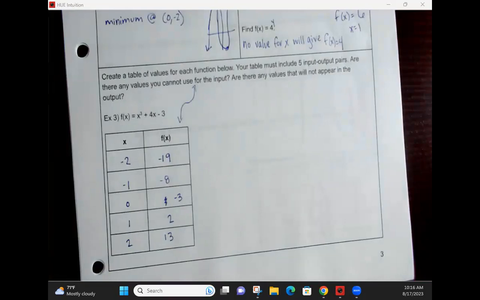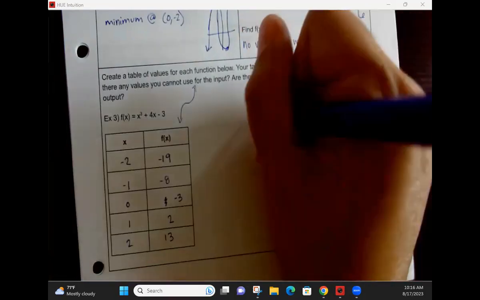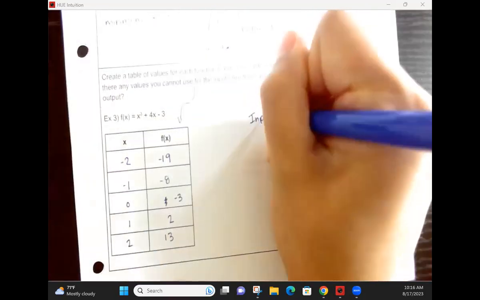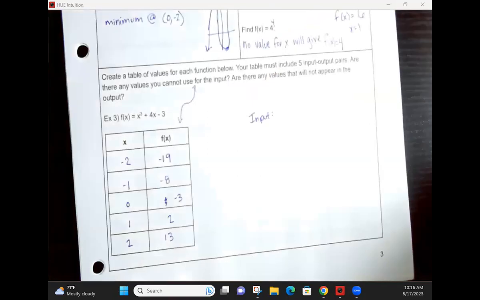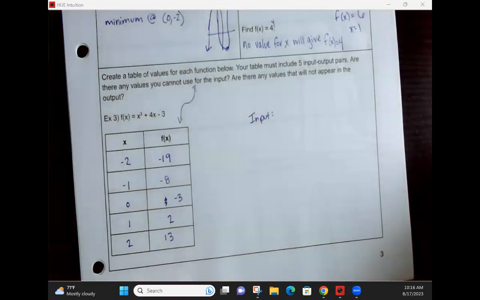So I want to review some notation with you. I'm not sure what you guys saw previous to this class as far as set builder versus interval notation for things like domain and range. But if we talk about our input, our domain, anything goes, right? Any real numbers, good to go. I can plug in anything I want.